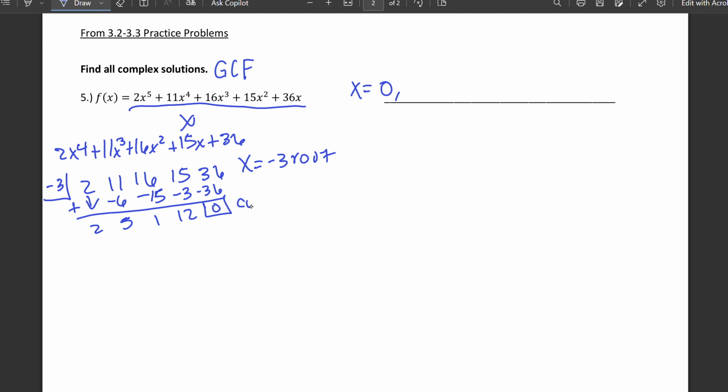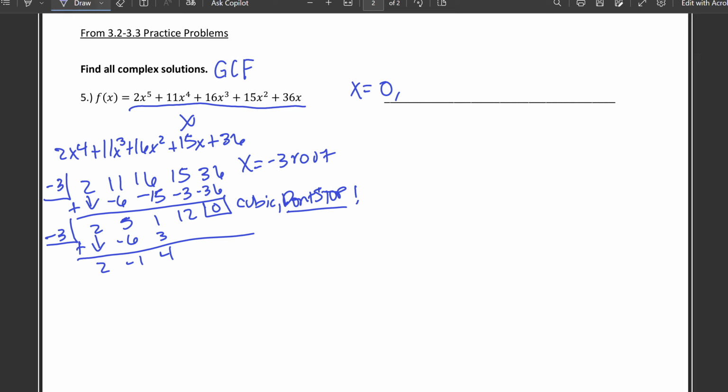I know that this is a cubic, right? So we don't stop here. We're going to go ahead and continue going, because I want a quadratic. So I'm going to use the same exact divisor to see if it works. Let me continue. We have 2 here, so we have -6, -1. This is 3, 4. Oh, excuse me. We have 4 and then -12. So again, it works again.